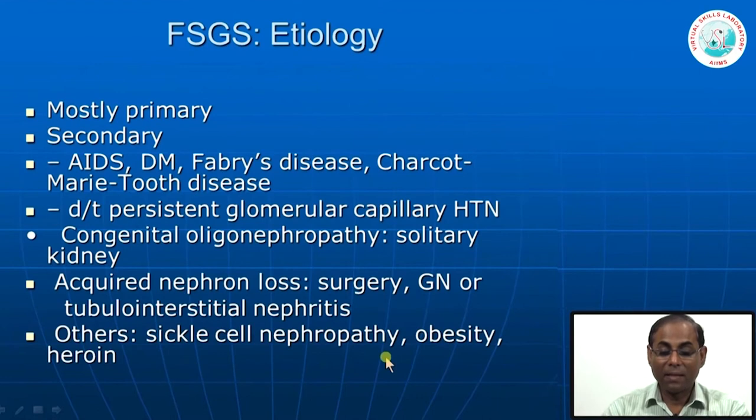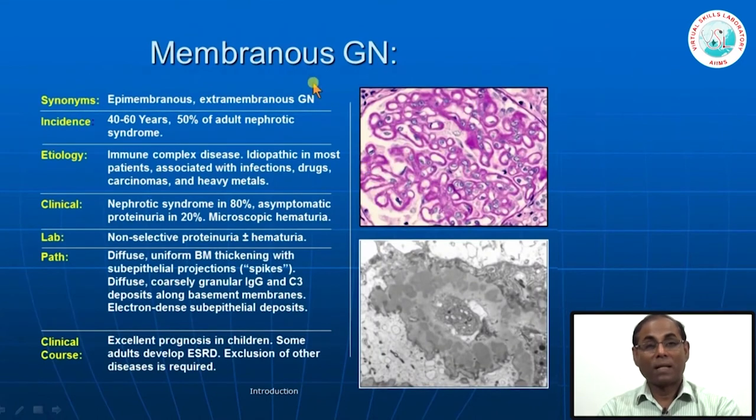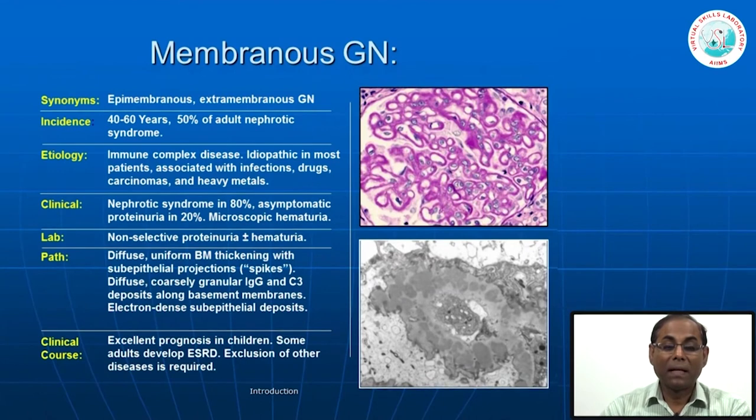And there are other diseases like sickle cell nephropathy and heroin addiction, which can also have FSGS. Now, from FSGS, we move to another non-proliferative glomerulonephritis, that is membranous glomerulonephritis. Other terms used earlier, which I think are not popular now, are epimembranous glomerulonephritis and extramembranous glomerulonephritis. Usually they are very common in adults, and the usual age range is 40 to 60 years old. As for etiology, they are immune complex mediated diseases.